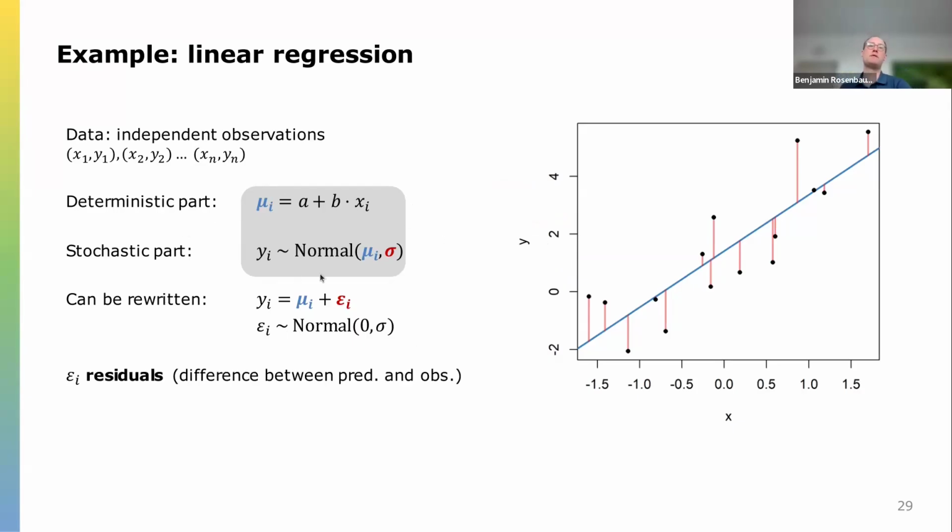Yeah, so this can be rewritten. Sometimes it's easier to understand it in this form, right? So the response here is the sum of my deterministic prediction for every predictor value xi of each data point, plus some error term. And this error term is now assumed to be normally distributed with a zero mean and a standard deviation sigma. And these epsilon terms here are called residuals. So they are the difference between predictions and observations.